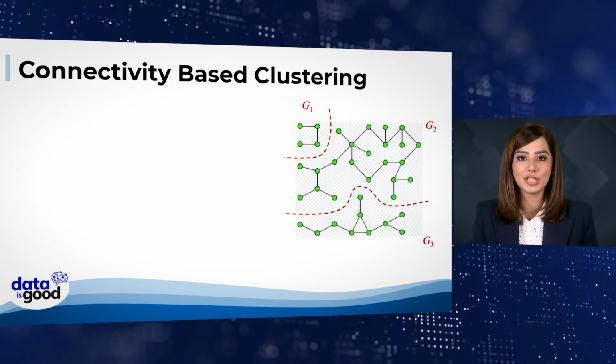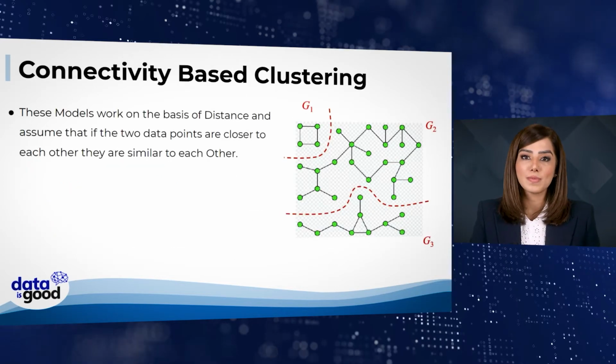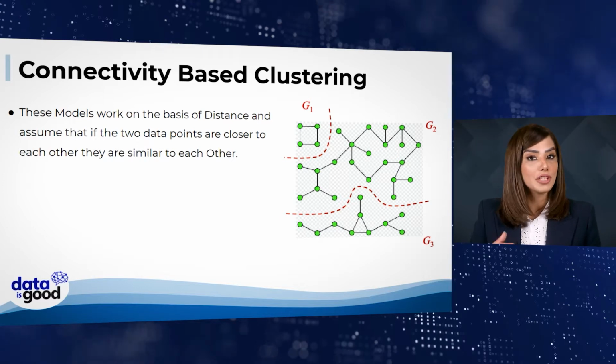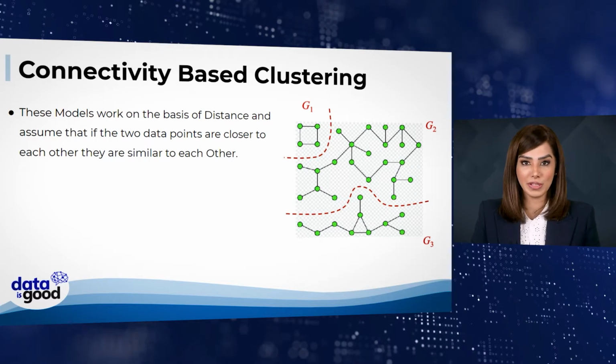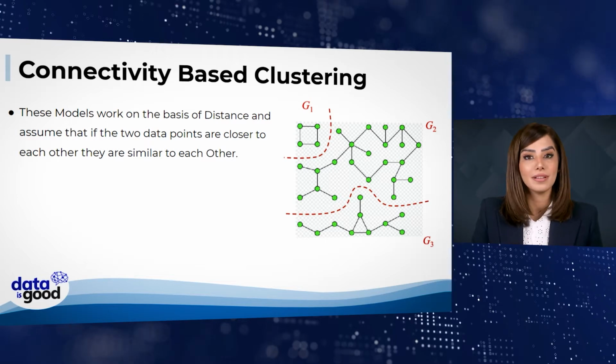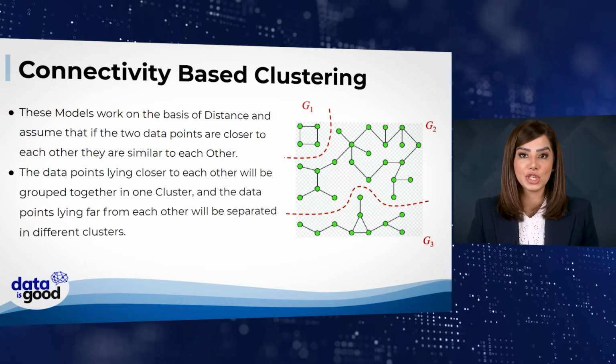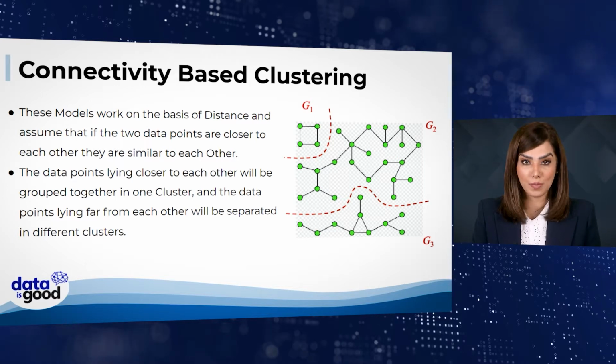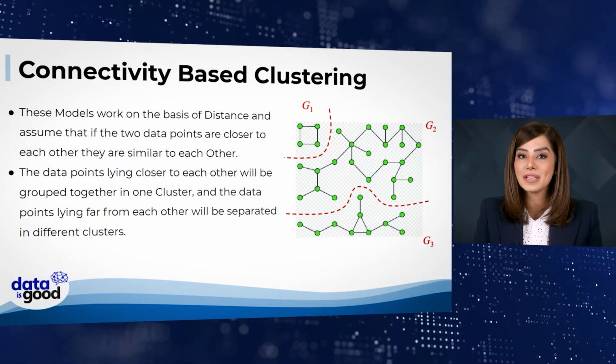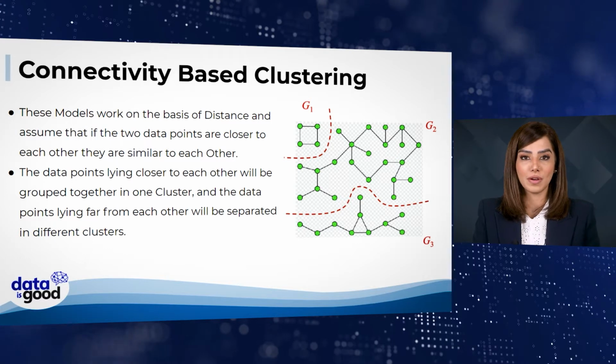Starting with the connectivity models. These models work on the basis of distance. These models assume that if two data points are closer to each other, they are similar to each other, which means the data points lying closer to each other will be grouped together in one cluster, and the data points lying far from each other will be separated in different clusters.